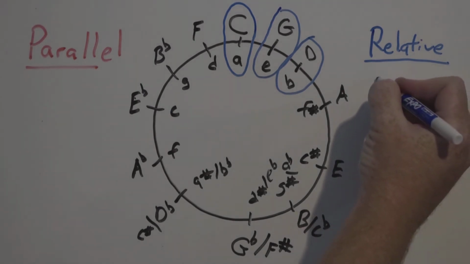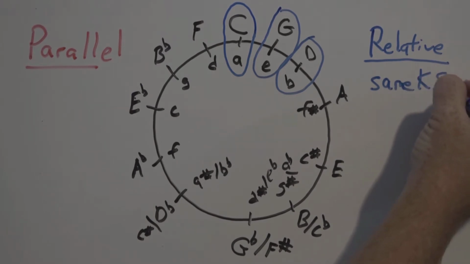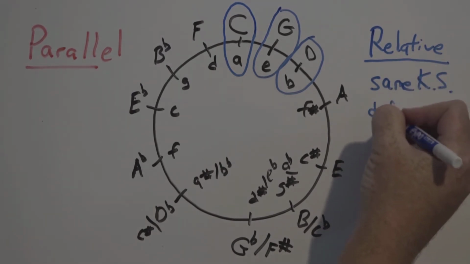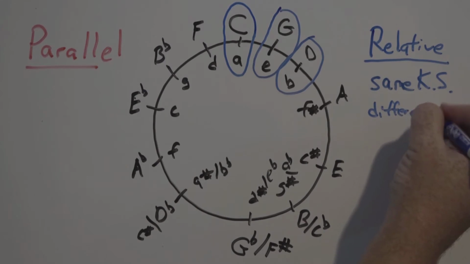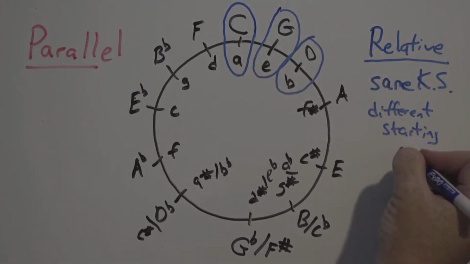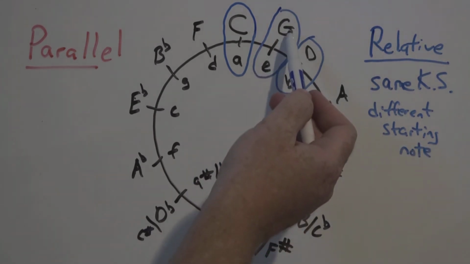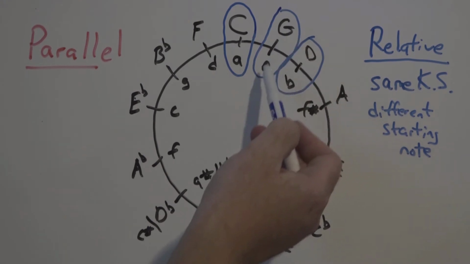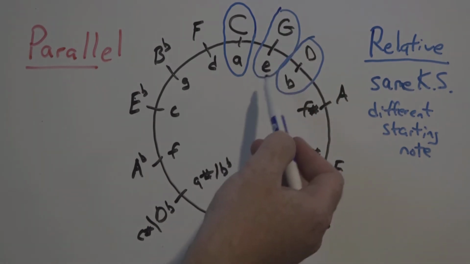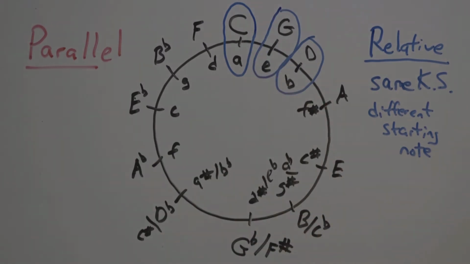They have the same key signature and different starting note. So in other words, E minor and G major have the same key signature of 1 sharp, but they start on different notes. E minor starts on E and G major starts on G. Those are relative key signatures.